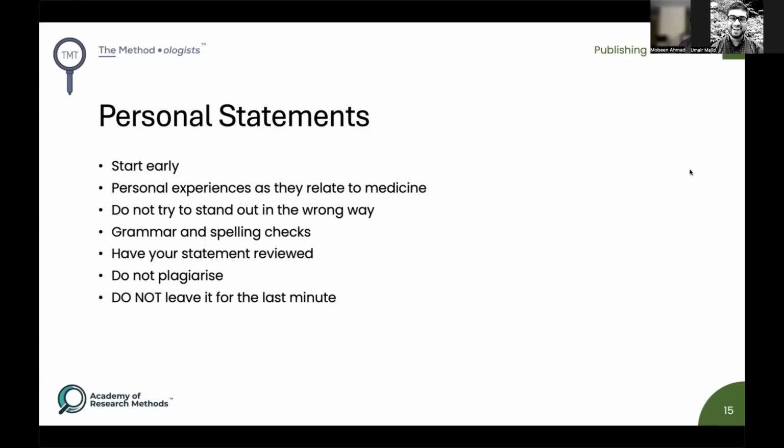A personal statement is exactly how it sounds. It should be something personal. It should talk about your personal experiences and how they relate to the field of medicine, and why you want to go into that specific field. Usually, what I've noticed is a successful way to write a personal statement is starting off with maybe a story or an anecdote of something that drew you into that specific field.